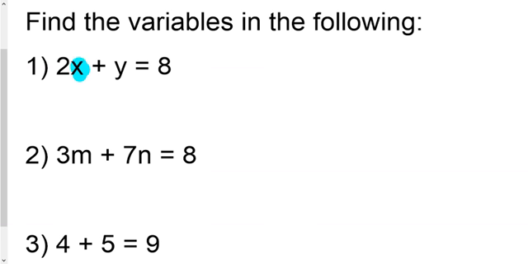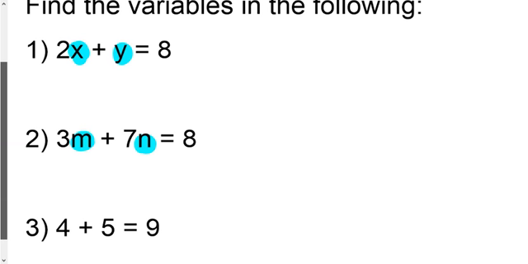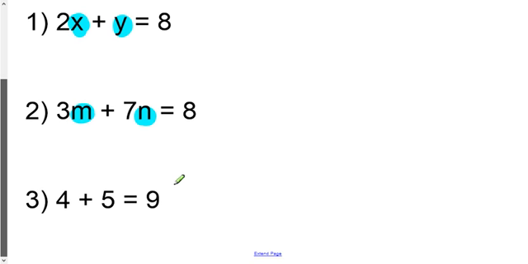Variables, those are the unknown numbers, so x and y. The 2 is multiplying the x, and the y would then be added to it. So these two are unknown numbers. Number 2, the variables would be m and n. They're just unknown numbers. It literally means 3 times something plus 7 times something equals 8. That's what it's trying to represent there. Now, number 3, there are no variables.